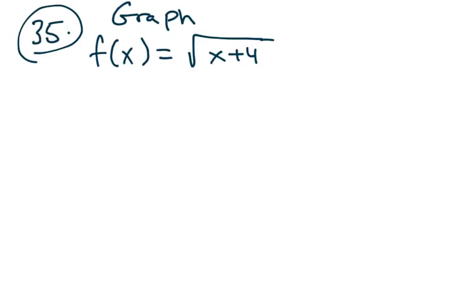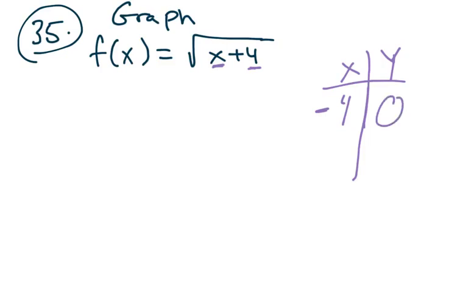Looking at 35, we'll do the same thing. We'll make an X and Y chart. I kind of want when it's 0, so we'll say negative 4, because negative 4 plus 4 is 0, and the square root of 0 is 0. Again, we want to pick values that work, so I want to see what gives me 1. That would be negative 3. All I'm saying is negative 3 plus 4 is 1. Square root of 1 is 1.